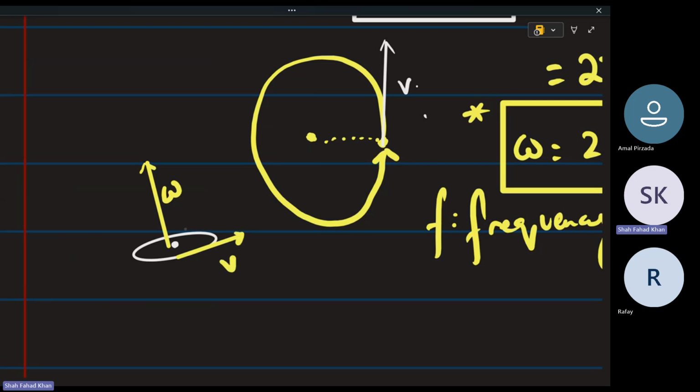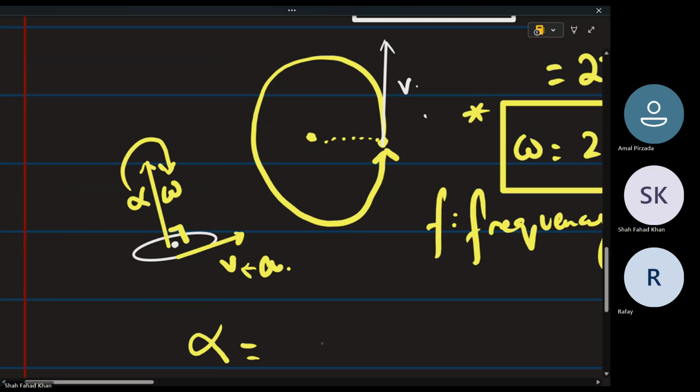Angular velocity is always perpendicular to the rotational plane. Apart from that, alpha, which is angular acceleration, is also perpendicular to this plane. There's a relationship between alpha and linear acceleration. Linear acceleration is the acceleration of this velocity. Angular acceleration is the acceleration of this velocity; it tells you how quickly the angle is changing. But the same relationship applies. You just need to put a radius here: a equals r alpha.